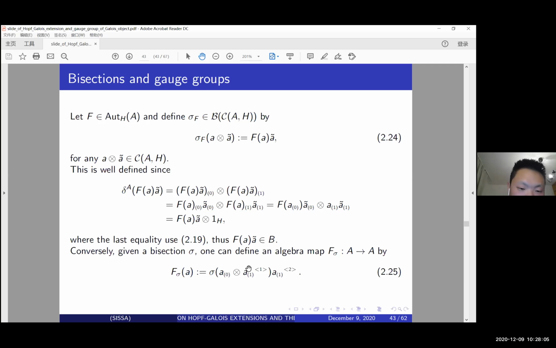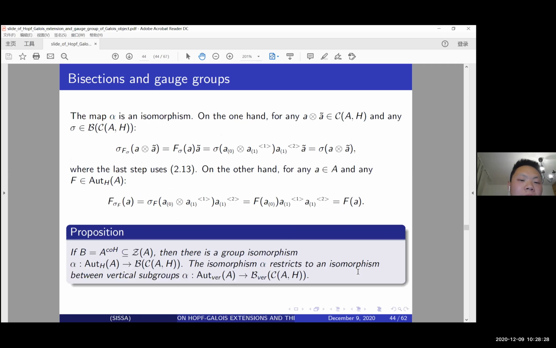And conversely, given any bisection, we can also define the algebra map F sigma from A to A, given by 2.25. And we can also see this is well defined since A0 tensor A11 tensor A12 belongs to C of A, comma H tensor A. The calculation can be given explicitly, and this is just given by direct computation. And we can also see this correspondence from the bisection to a gauge group is bijective.